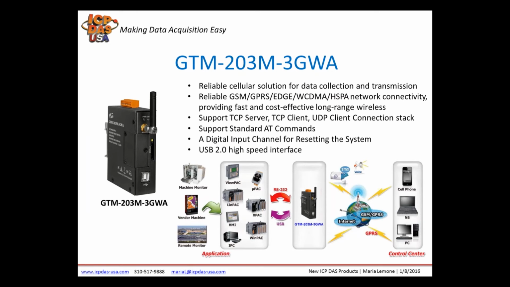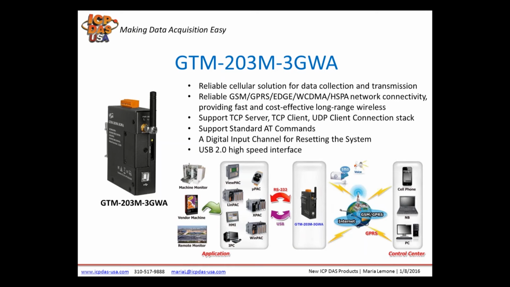The GTM203M 3GWA is a quad-band 3G WCDMA industrial cellular modem equipped with RS-232 and USB interfaces. It operates on quad-band WCDMA 850, 900, 1900, and 2100 MHz, and quad-band GSM 850, 900, 1800, and 1900 MHz frequencies. The GTM203M 3GWA supports 3G in areas where 3G service is available. This device has the ability to auto-switch between 3G or GPRS signals to maintain a continuous connection.